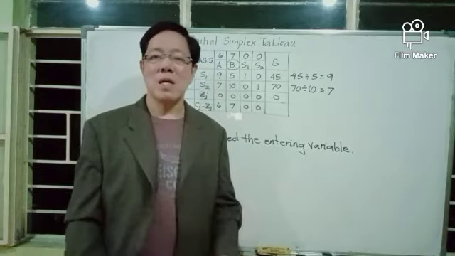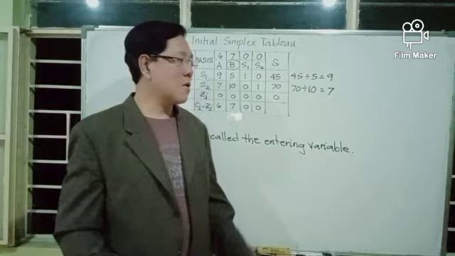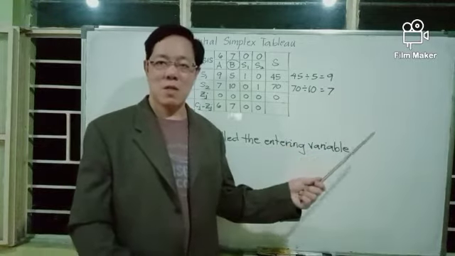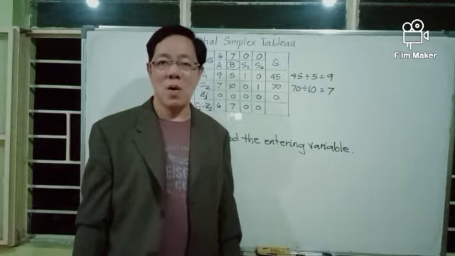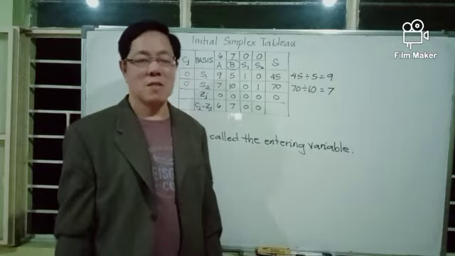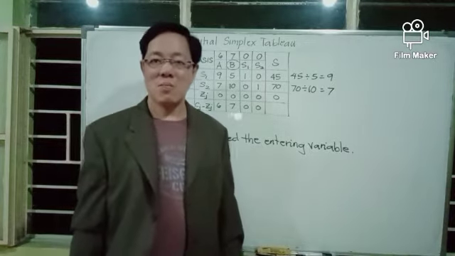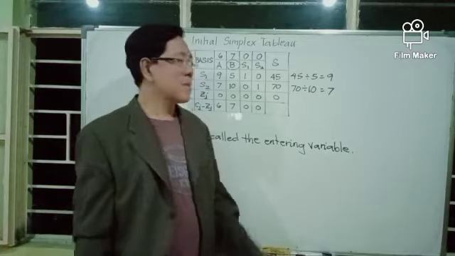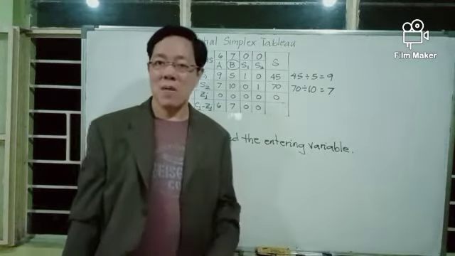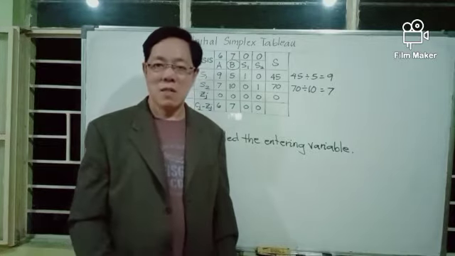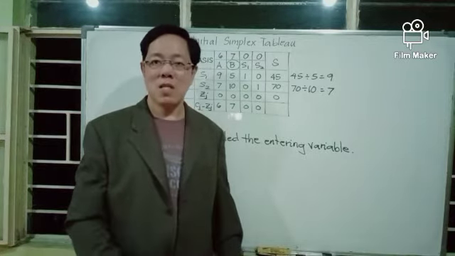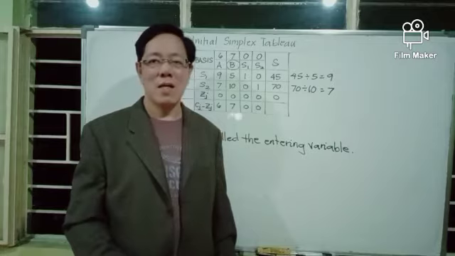To determine the outgoing variable, we only consider the positive quotients. And among the positive quotients, you select the smallest positive quotient. And in case you have a tie, or in case you have two or more equal smallest positive quotients, you can take any one of them.